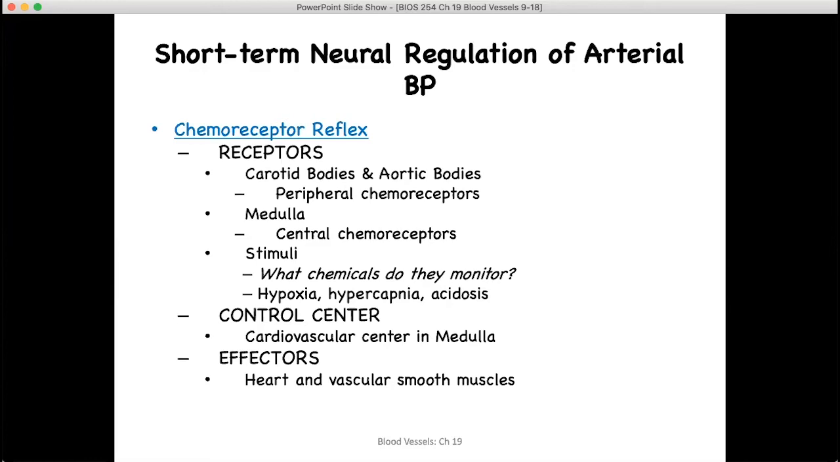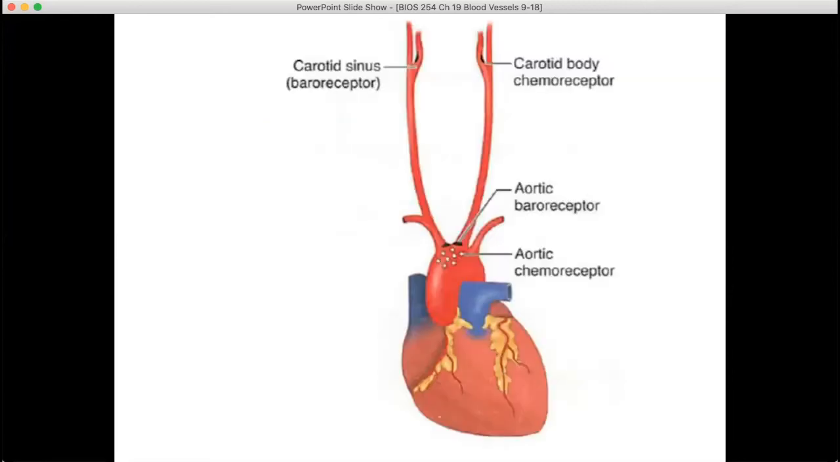Remember, the SA and the AV nodes are innervated by both the sympathetic and parasympathetic branches of the autonomic nervous system, but the myocardium is innervated only by the sympathetic branch. The vascular smooth muscles are innervated by the sympathetic branch as well. This is the same illustration I showed you before when I pointed out the baroreceptors. You can see on the right the chemoreceptors, and notice how they're very close to where the baroreceptors are located.